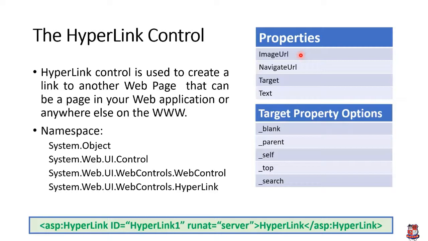It is used to obtain the path to an image to be displayed for the hyperlink control. Next is NavigateUrl. It is used to obtain the URL to link to a web page when the hyperlink control is clicked. Next is the Target property. It is used to obtain the target window to display the web page data when the hyperlink control is clicked. And last one is Text. It is used to obtain the text caption for the hyperlink control.